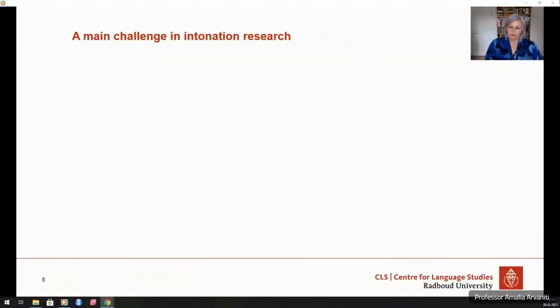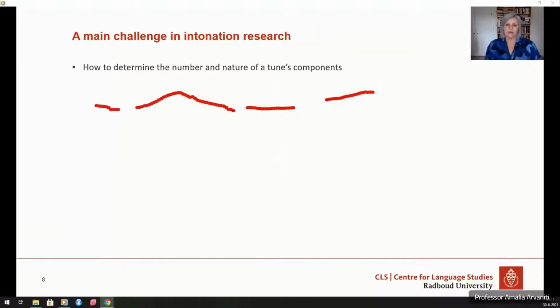Now, moving on to talk about intonation, now that we've clarified the points in general, a main challenge that we have here is how to determine the number and nature of a tune's components. And I will explain why we need to see components. Now, this is not an easy task because an F0 curve like the one you see here does not have natural breaks. The breaks that you see just have to do with voicelessness, so they don't help us at all.